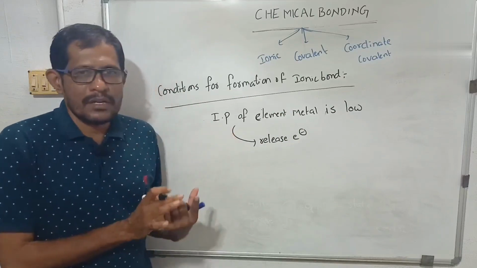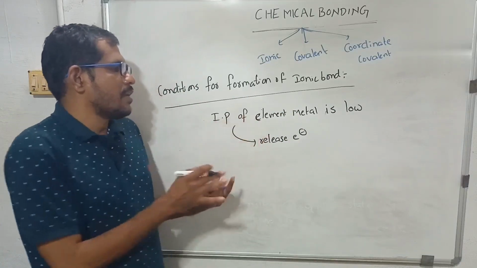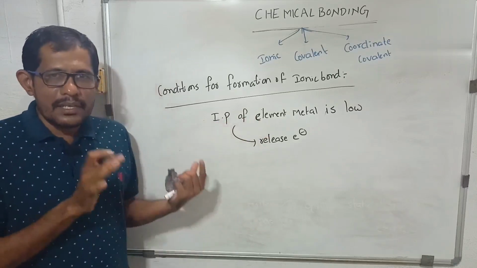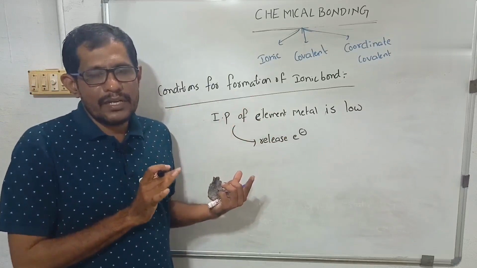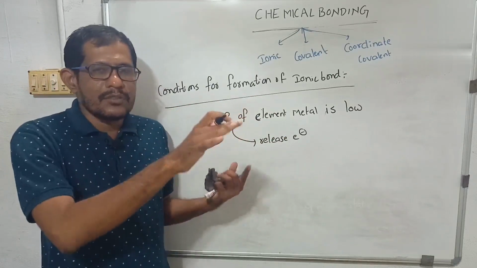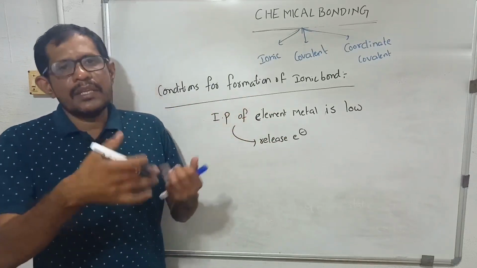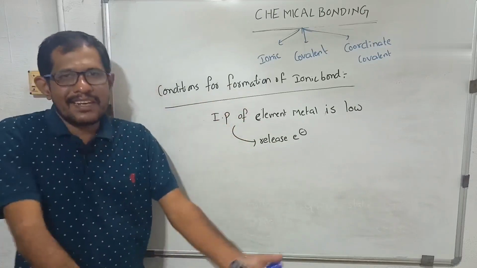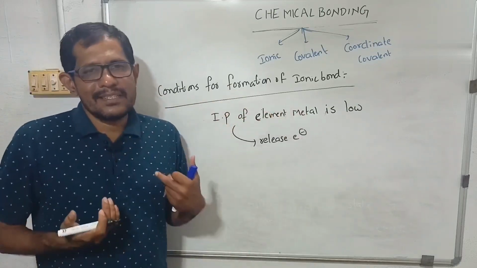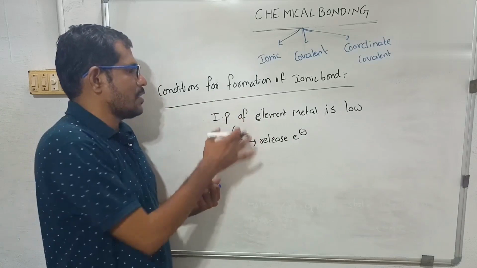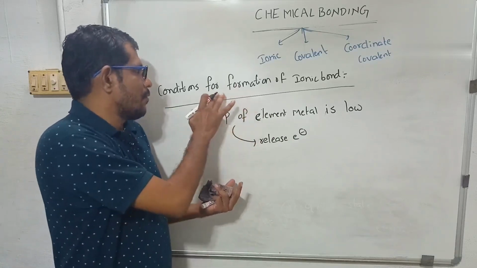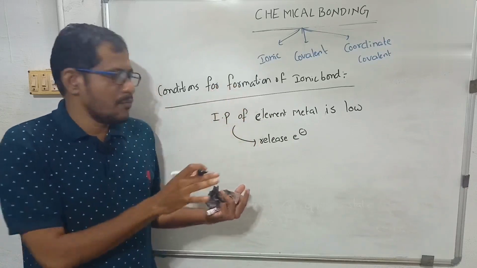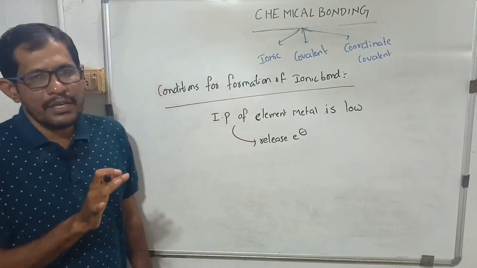Now you just understand: ionization potential of metal is low means it releases electrons easily, right? So that will be taken up by the non-metal easily. If metal releases electron easily, non-metal will take it easily. That's why, for the formation of ionic bond, the ionization potential of the metal should be low.